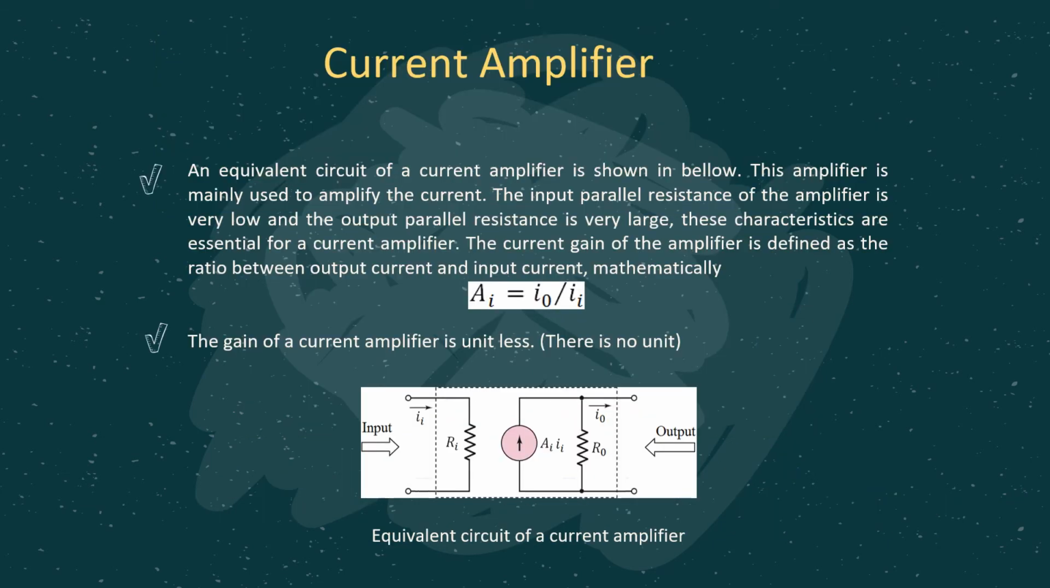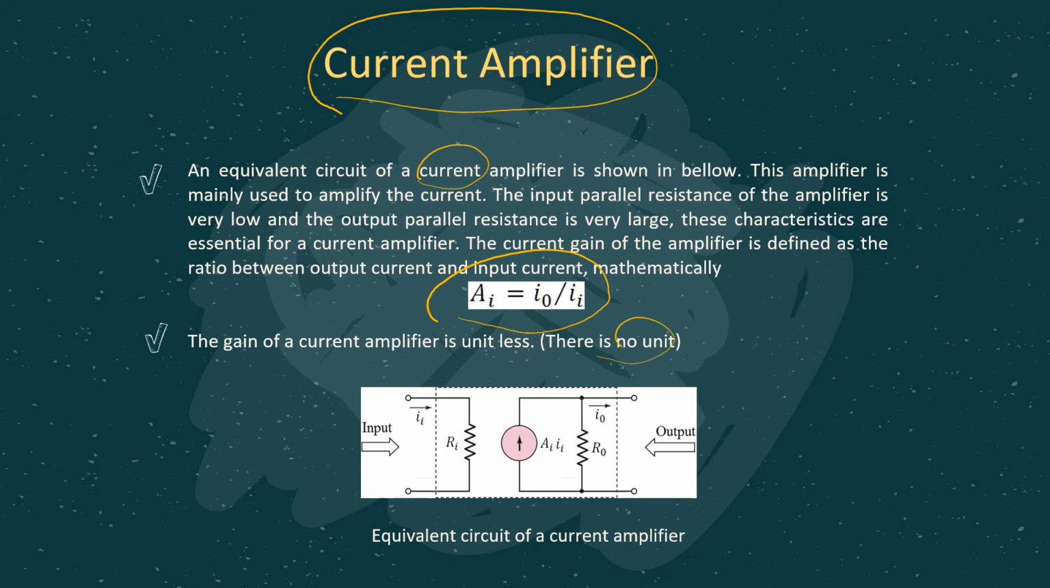Now we come to the second model, which is the current amplifier. As the name says, this amplifier is amplifying current, obviously. So the gain is related to output current and input current. AI equals I0 over II. It gives us the ratio of the currents. Take note, the gain always has no unit, because it's just a ratio.